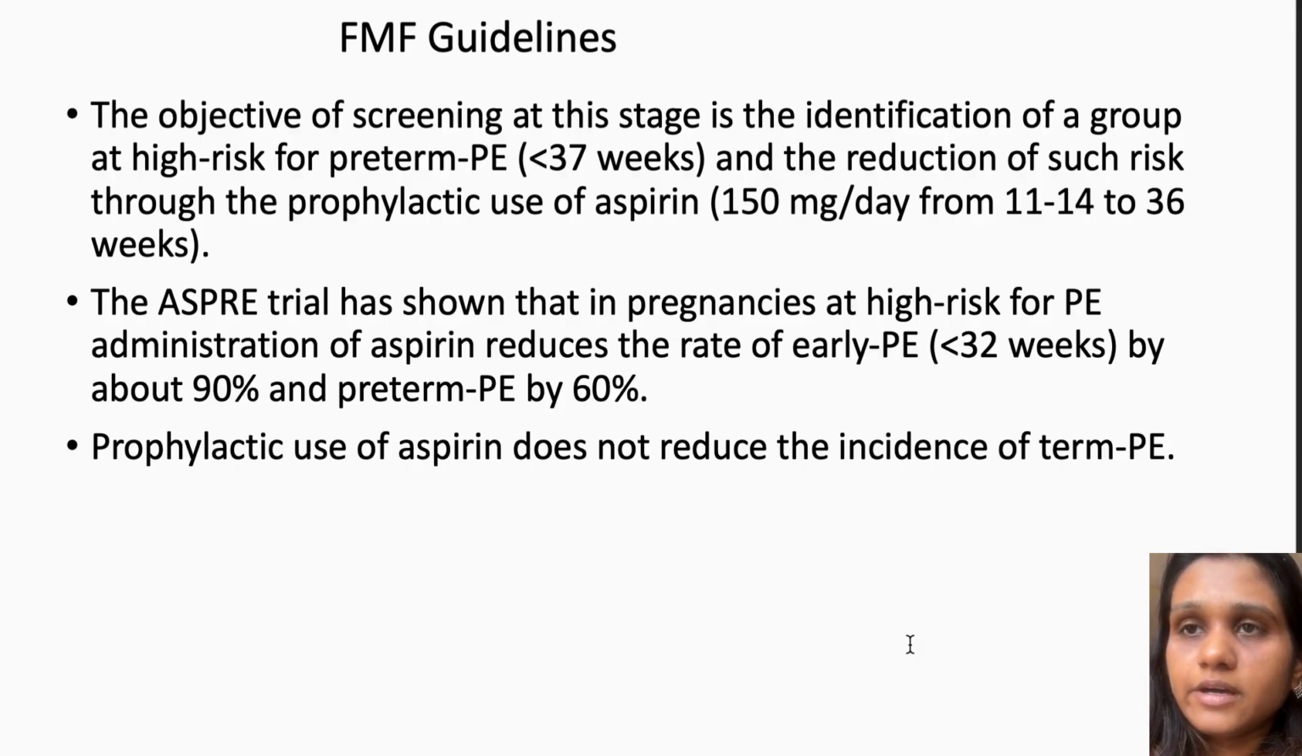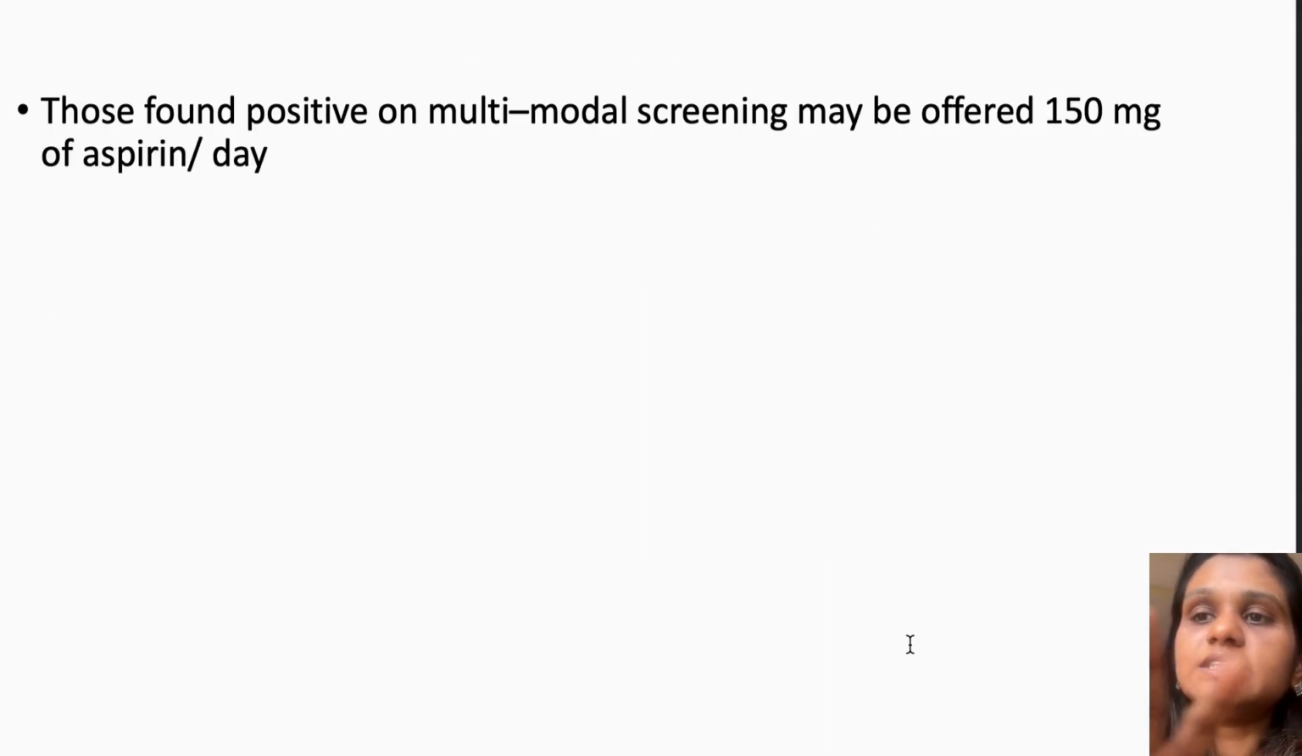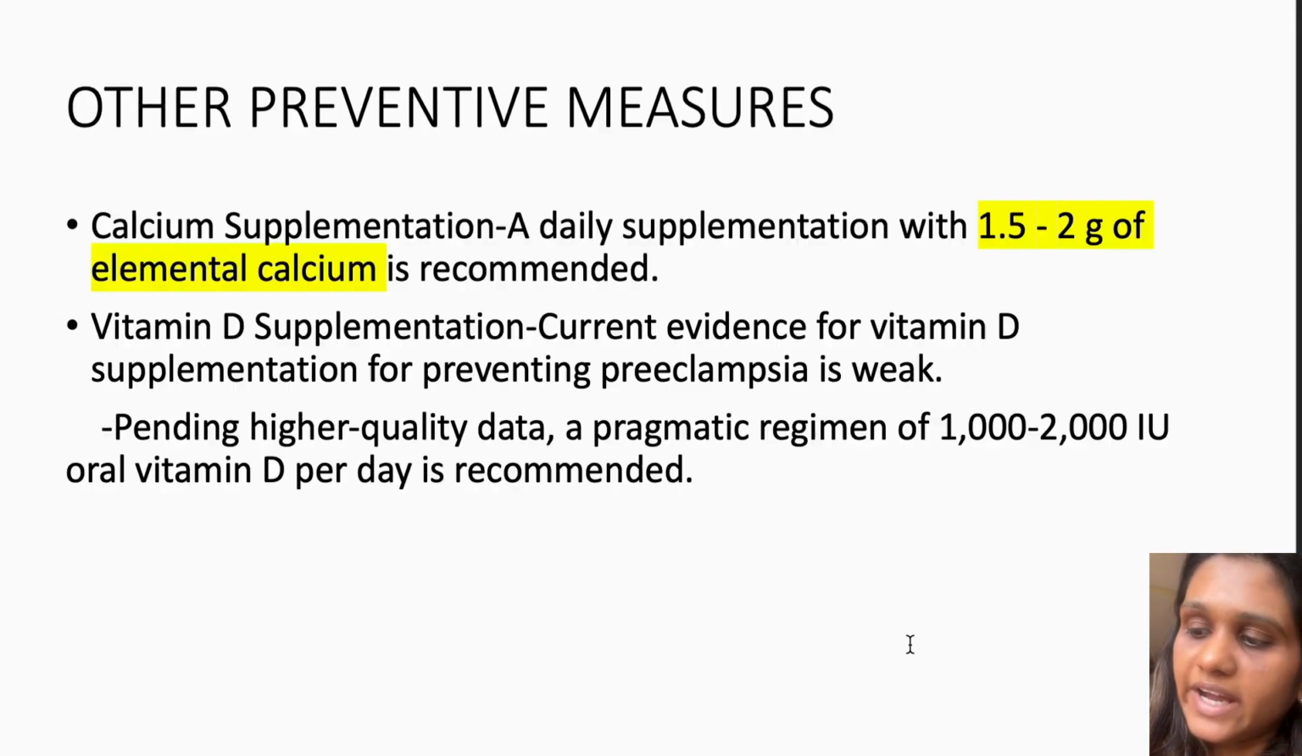The FMF guidelines say that the objective of screening at this stage is the identification of a group at high risk for preterm preeclampsia, that is less than 37 weeks. They say that prophylactic use of aspirin, 150 mg per day, should be used. But this is the FMF guideline; FOGSI says 75, so let's stick to that.